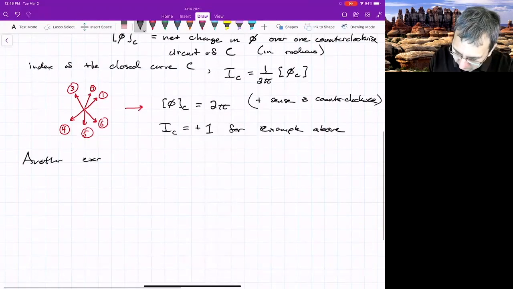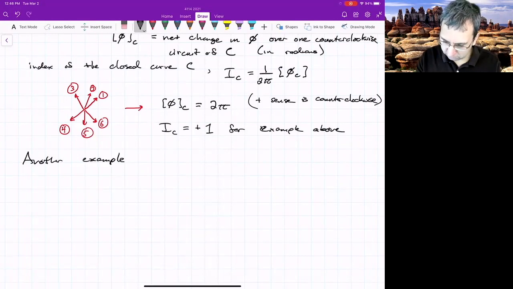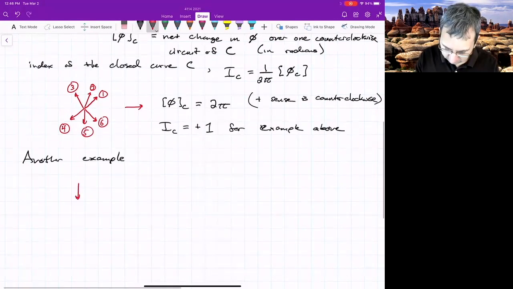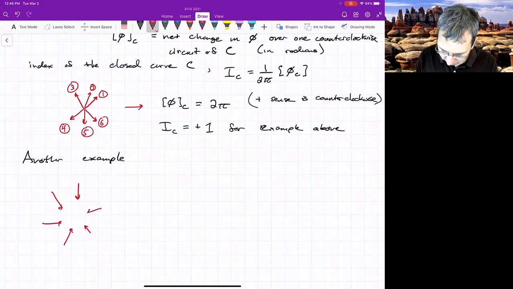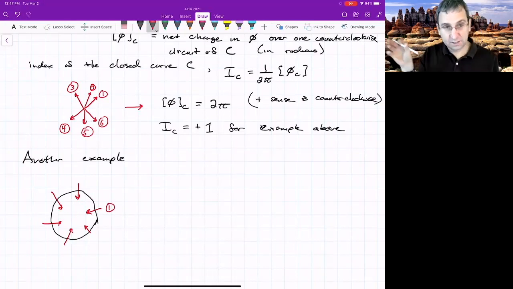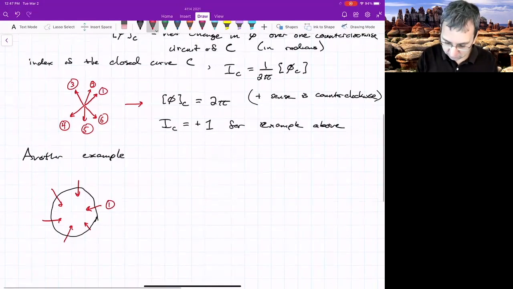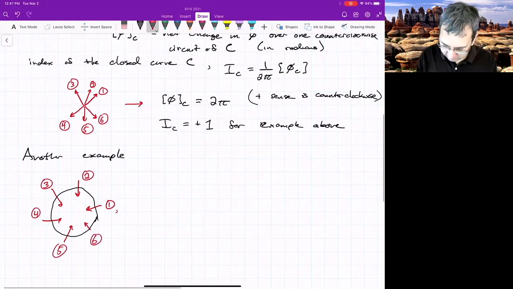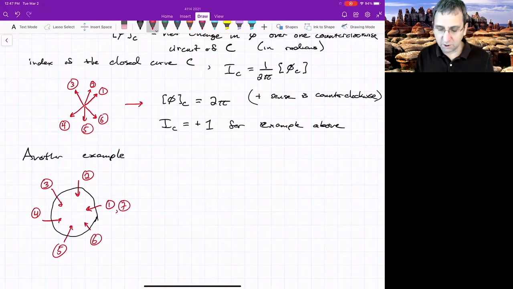So here's another example. And this one, I'll just plot some of the vectors. So let's say things are kind of going like that. And just pick a closed curve that passes through all of them. And then do what we did before. We could label them, maybe starting at the right and then going counterclockwise. So 1, 2, 3, 4, 5, 6. Then 1 and 7 are the same.